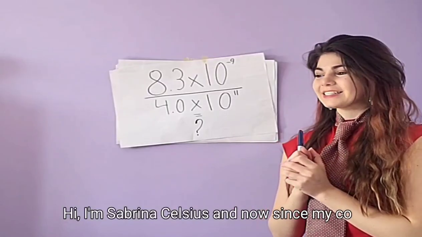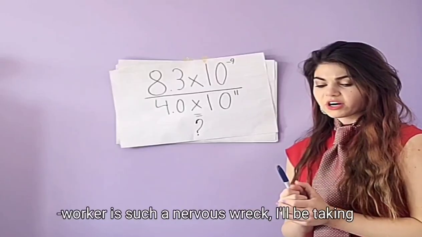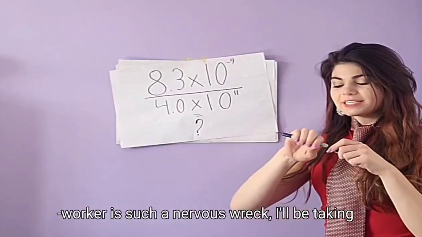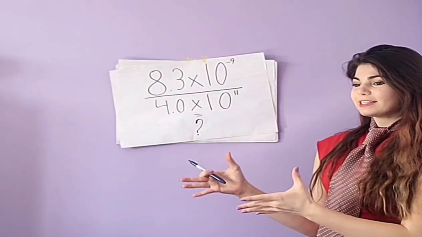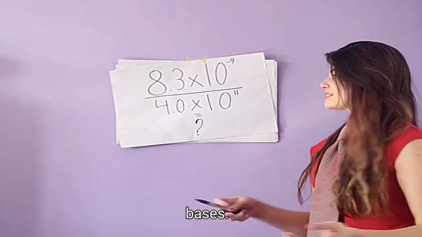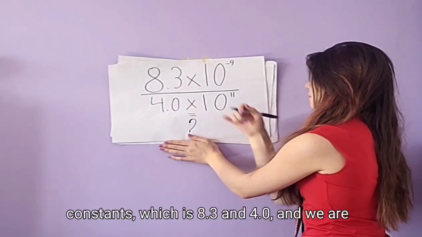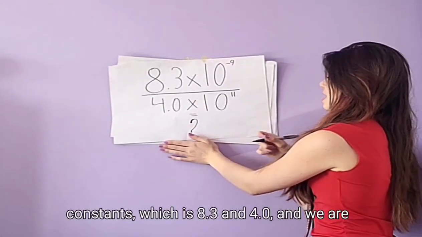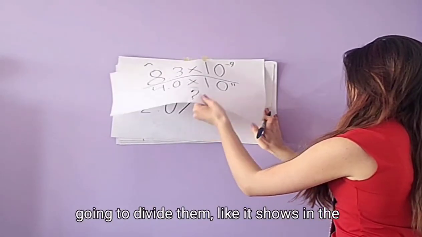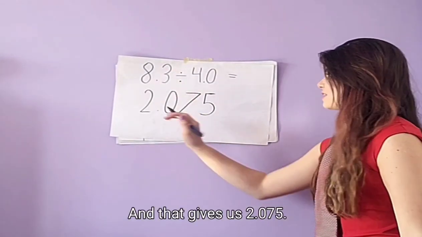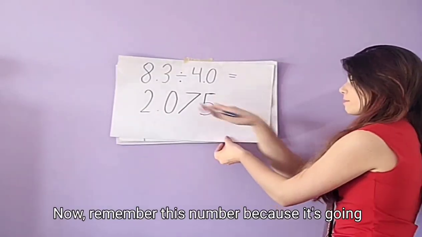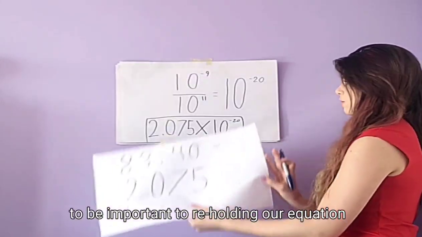Hi, I'm Sabrina Celsius. And now, since my co-worker is such a nervous wreck, I'll be taking her place and teaching you a little bit more advanced equations, where they have different bases. So, here, how do we solve this? Well, first we're going to deal with our constants, which is 8.3 and 4.0. And we are going to divide them, like it shows in the equation right here. And that gives us 2.075. Now, remember this number, because it's going to be important to rebuilding our equation later.